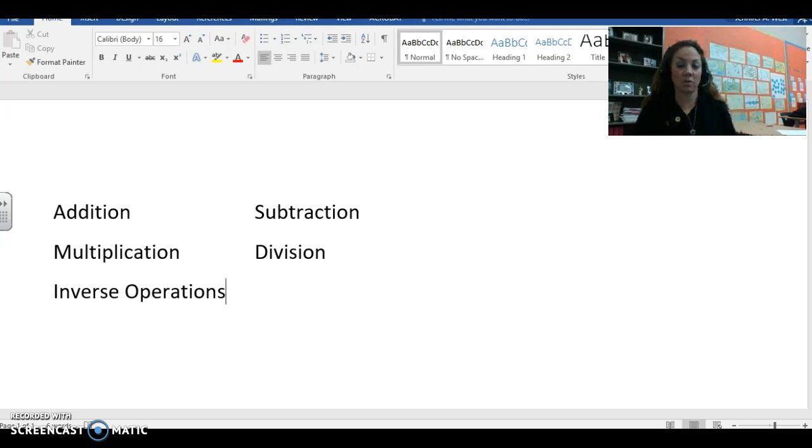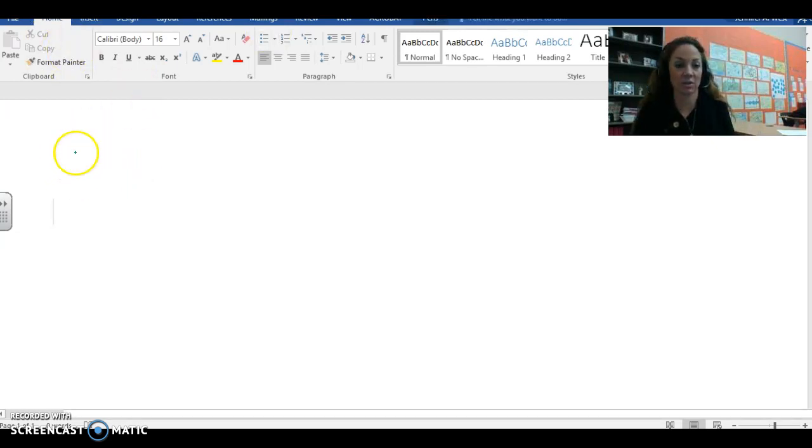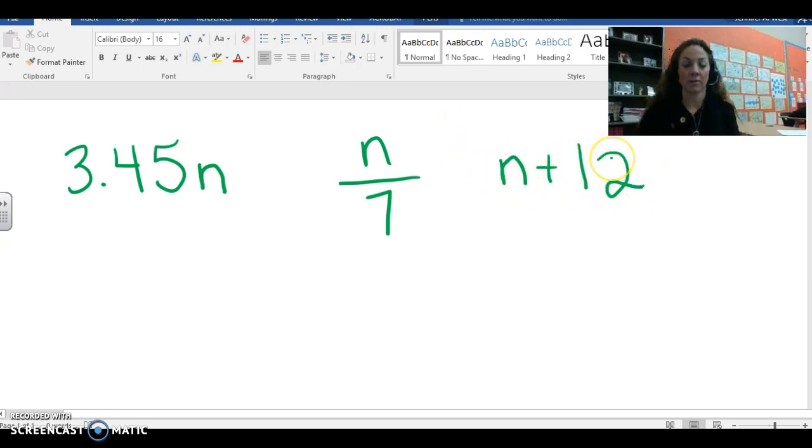So I want you to write a sentence, with words, for each one of these algebraic expressions. We have 3.45 times n, n over 7, and n plus 12. I'll give you one answer, and then I want you to pause the video and write the rest in your binder.